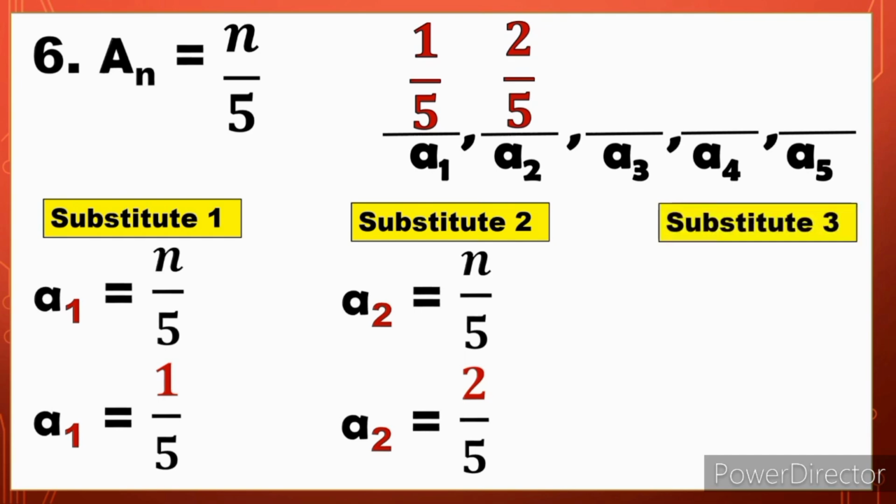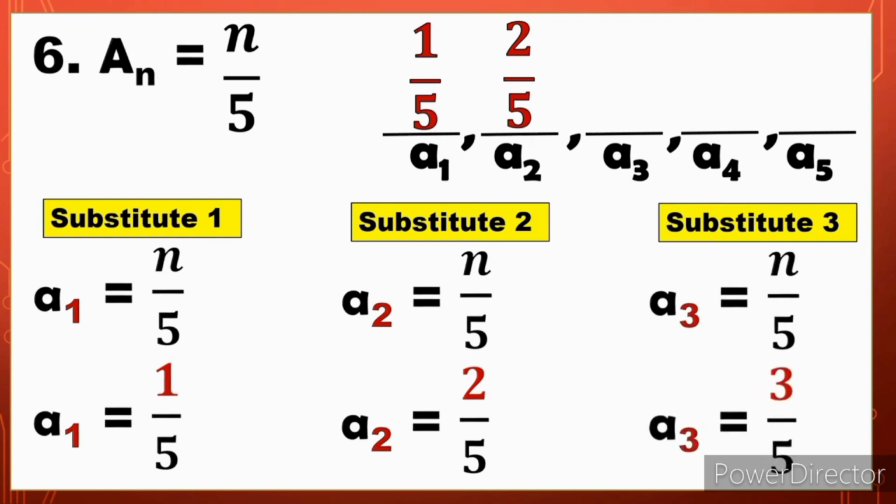Okay, next, to find the third term, we substitute 3. So, a sub 3 equals n over 5. So, papalitan natin ng 3 yung n. So, it becomes a sub 3 equals 3/5. So, 3/5 is in simplest form. So, the third term is 3/5.